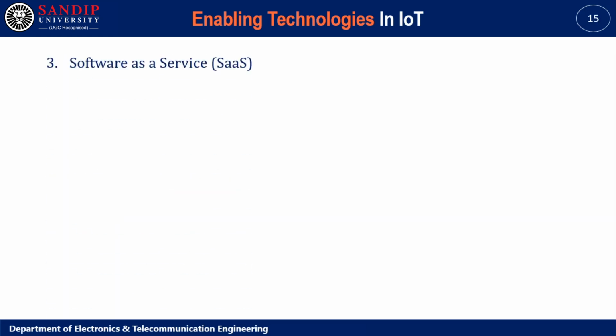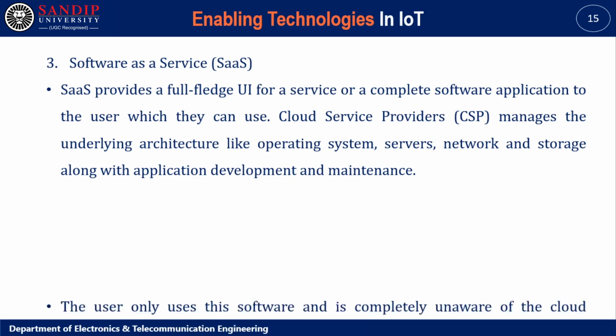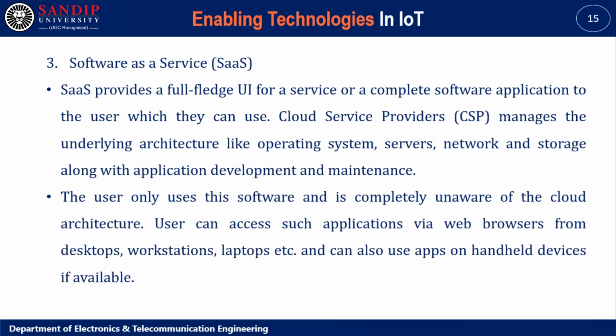Software as a Service, that is SaaS. SaaS provides a full-fledged UI for a service or a complete software application to the user, which they can use. The cloud service provider, that is CSP, manages the underlying architecture like operating system, server, network and storage, along with application deployment and maintenance. The user only uses this software and is completely unaware of the cloud architecture. The user can access such an application via a web browser from a desktop, workstation, laptop, etc., and can also use apps on handheld devices if available.